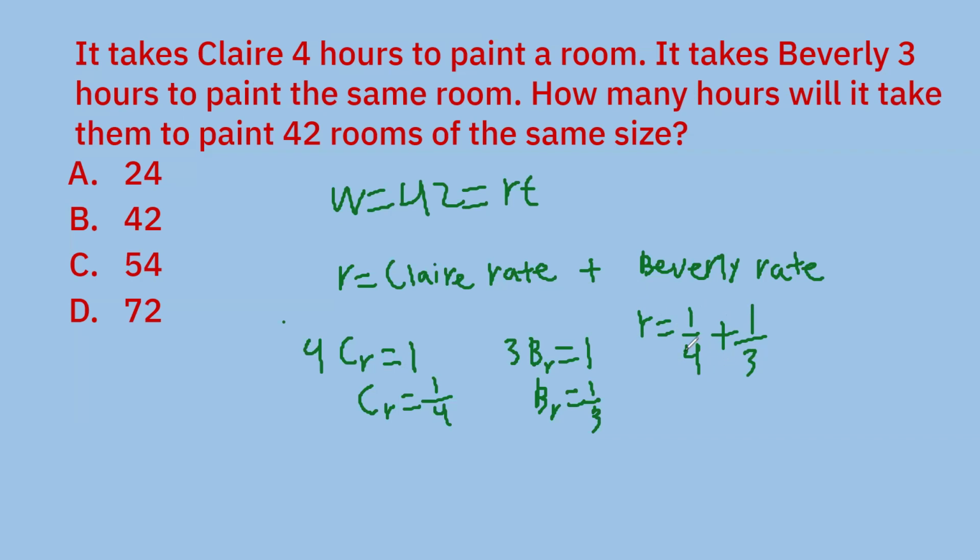So now we do common denominator. So this becomes a 12 by multiplying it by 3. So the top becomes a 3. This becomes a 4 by multiplying it by 4, because we want to multiply this 3 by 4. So we got 3/12 plus 4/12 gets us 7/12. And now we plug that in here. So we're going to get 42 equals 7/12 T.